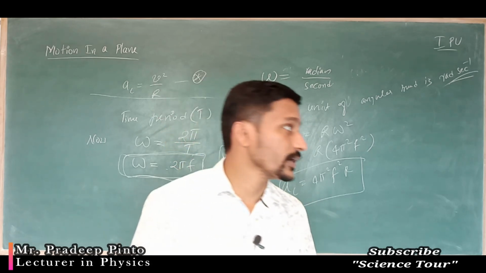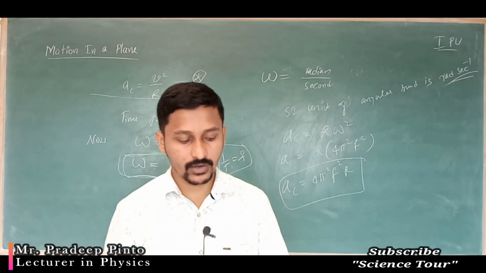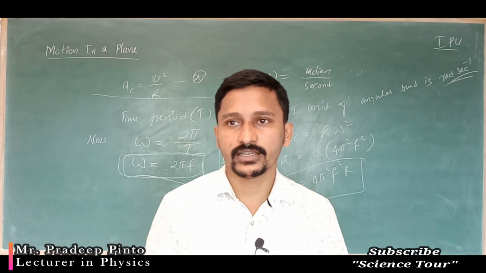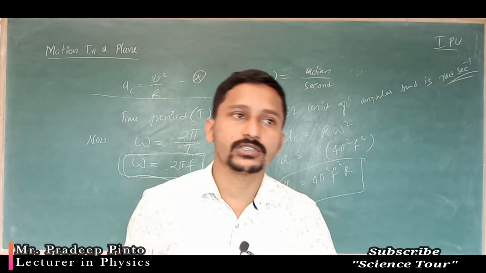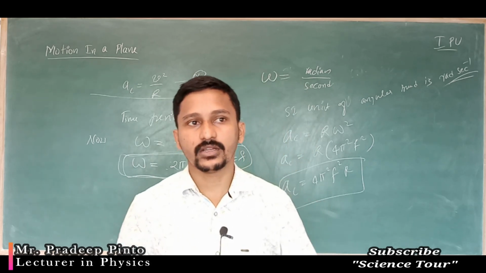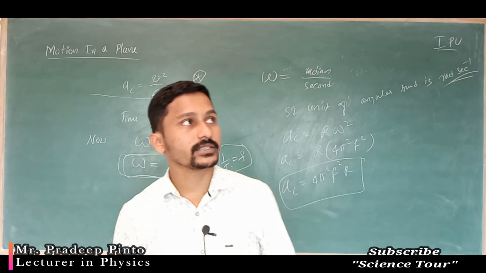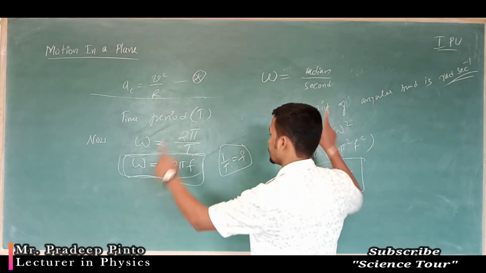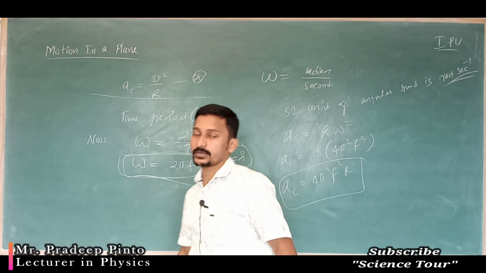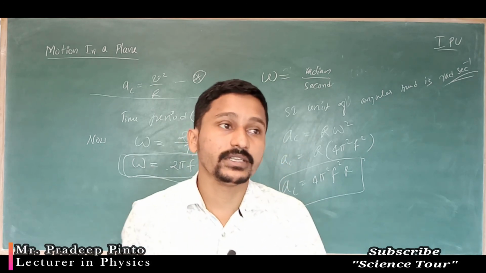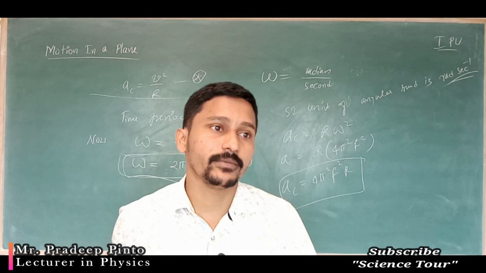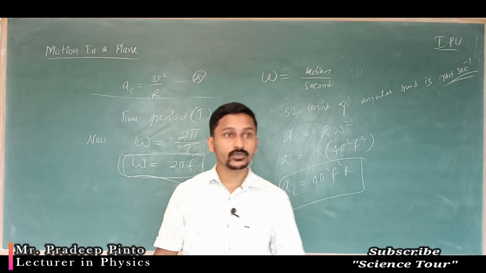This is motion in a plane. Some of the numerical sums we will discuss separately. This is the theory, and motion in a plane we are going to conclude. So what is motion in a plane? It is an object moving in a plane, the x-y plane, y-z plane, z-x plane, like that. It means simultaneously the x and y coordinates change. That is motion in 2 dimensions.